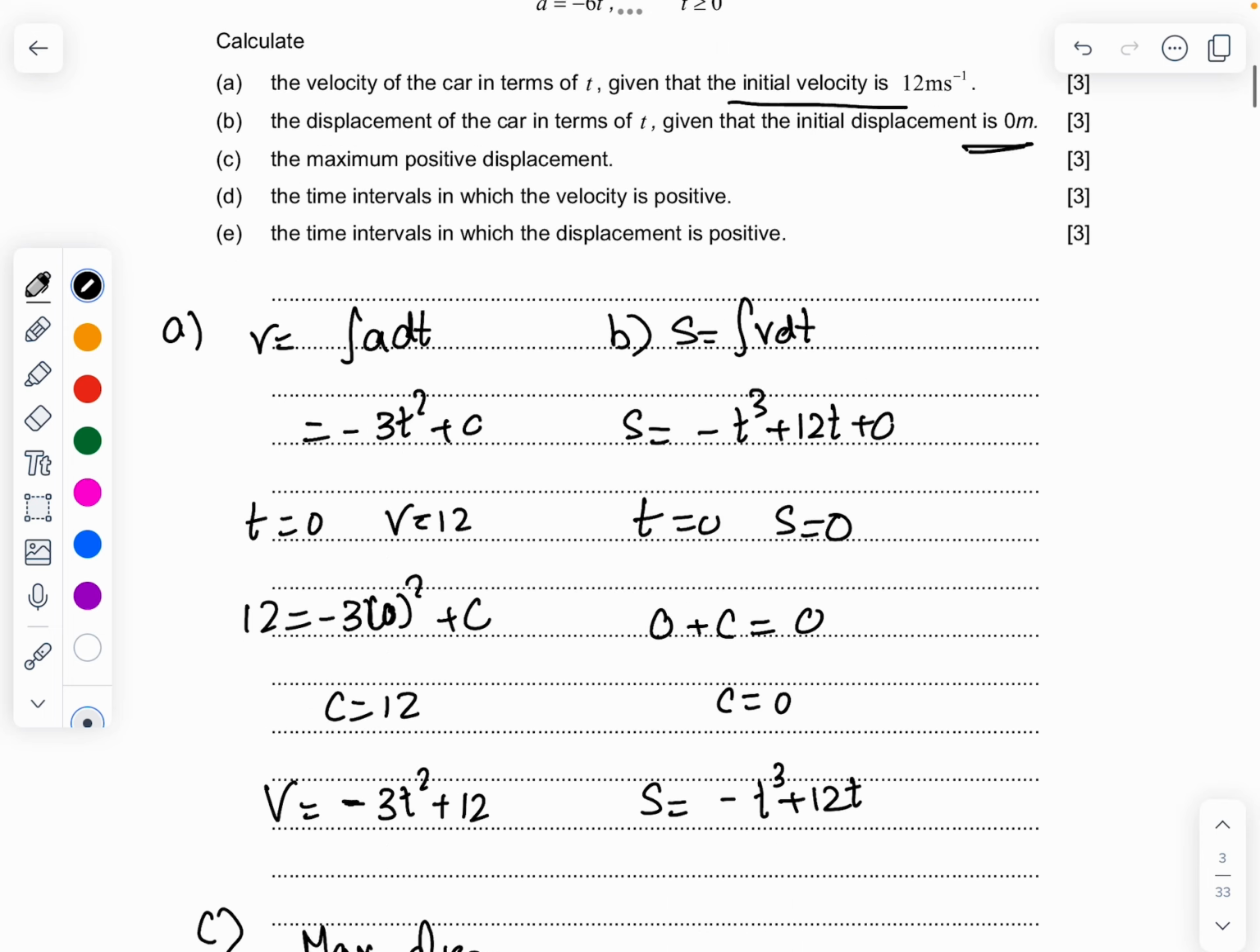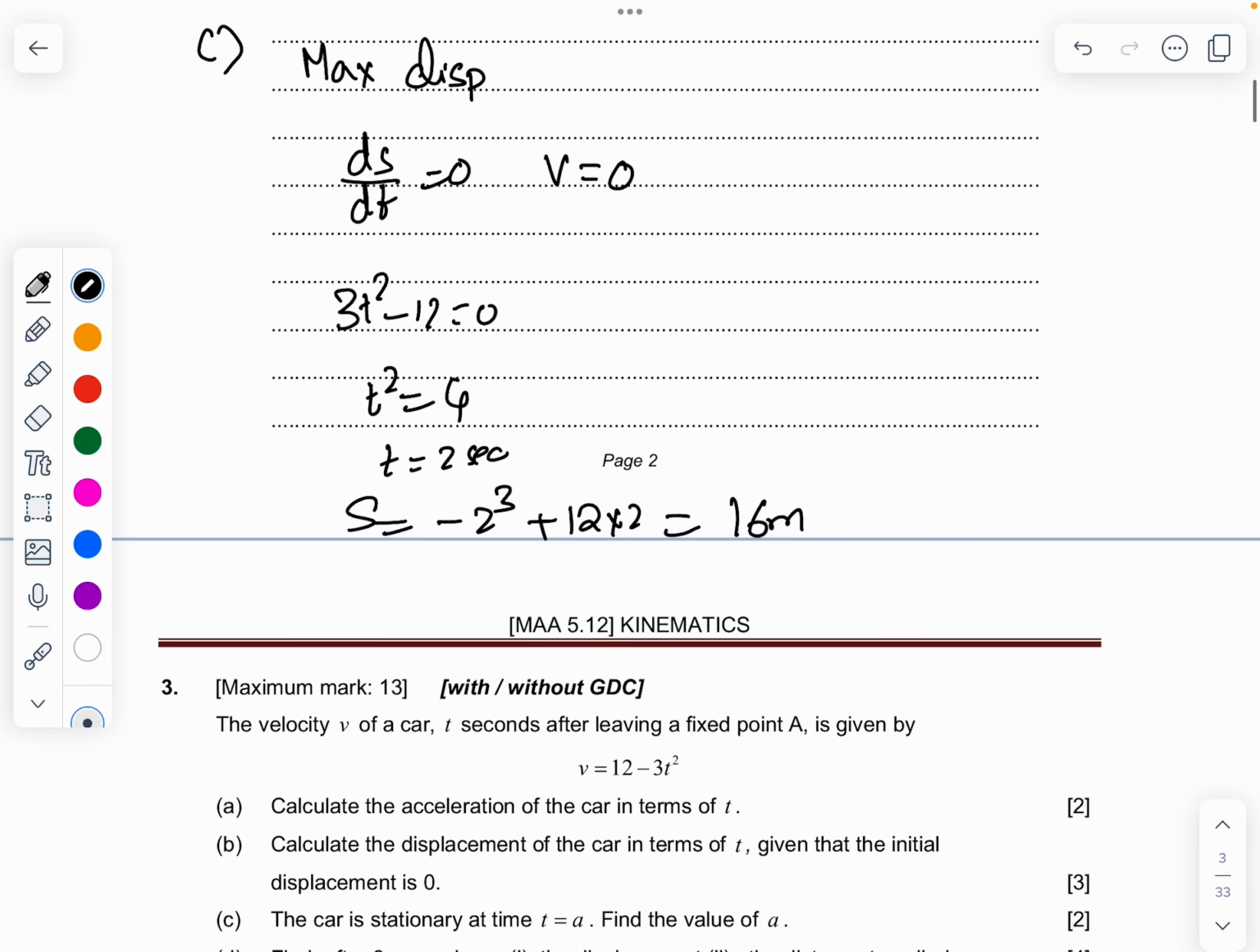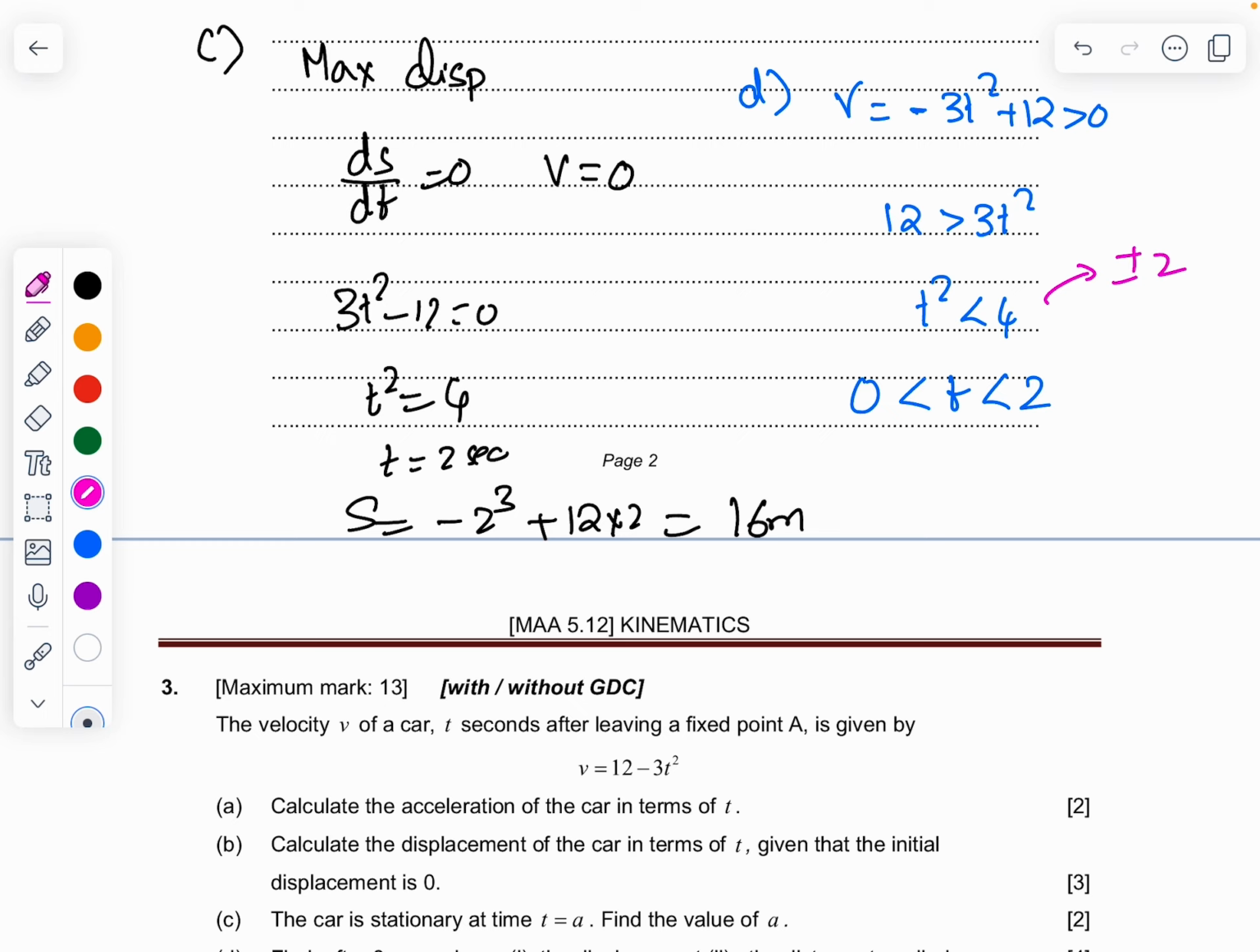The time intervals in which the velocity is positive. It is asking that the velocity should be positive. So v equals minus 3t square plus 12 is greater than 0. So 12 is greater than 3t square. So t square is less than 4. We will be getting it at plus or minus 2, but time cannot be negative. So t lies between 0 and 2.